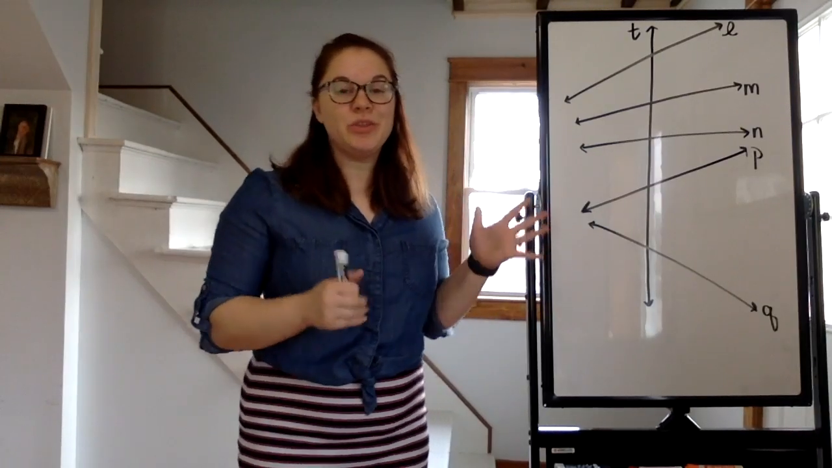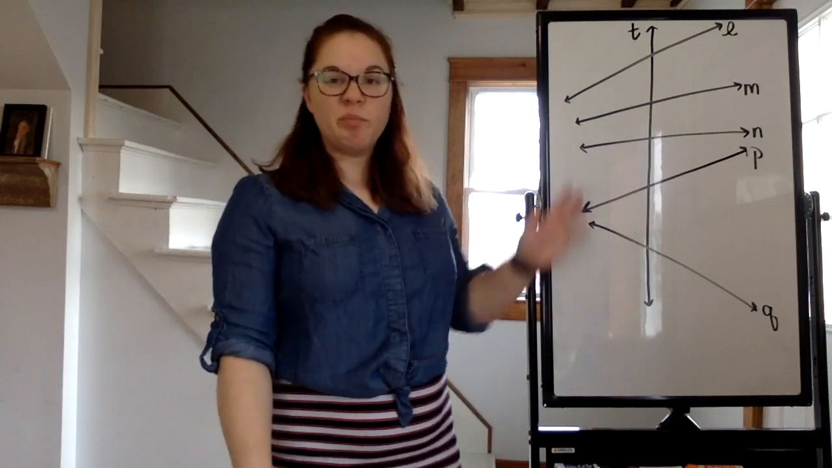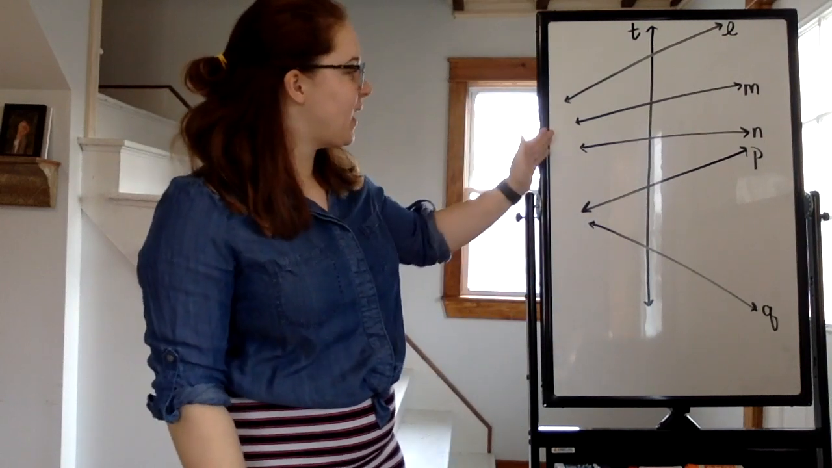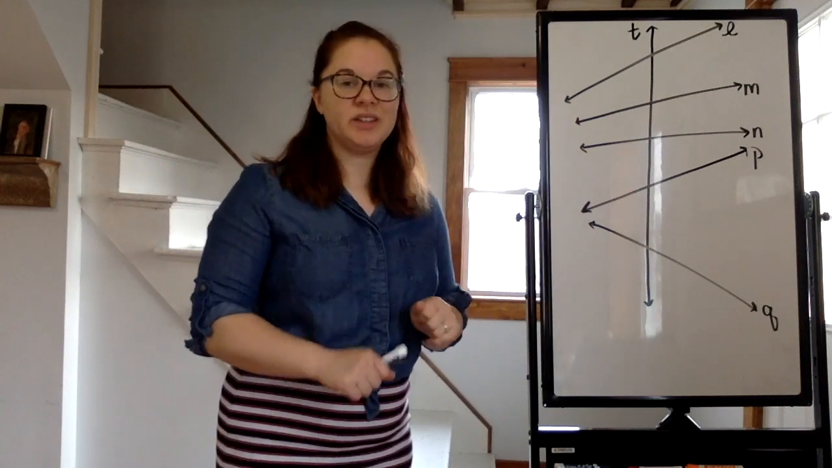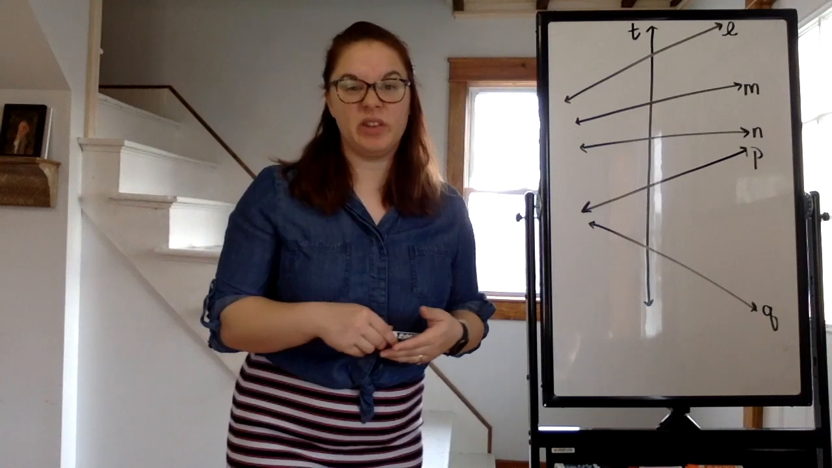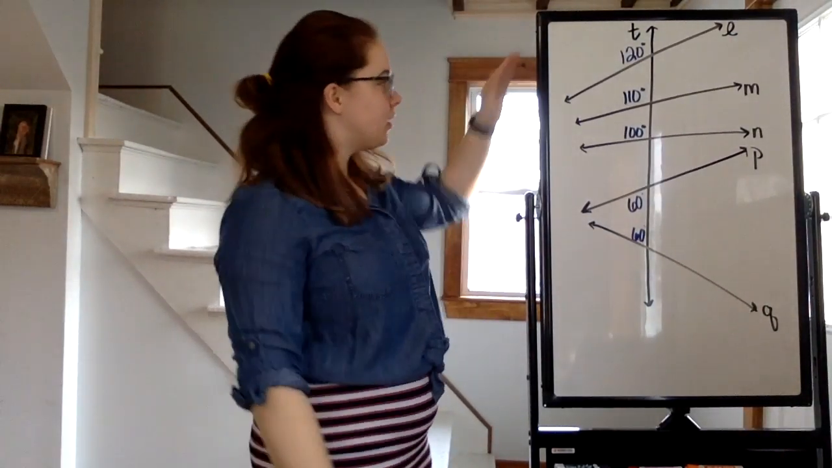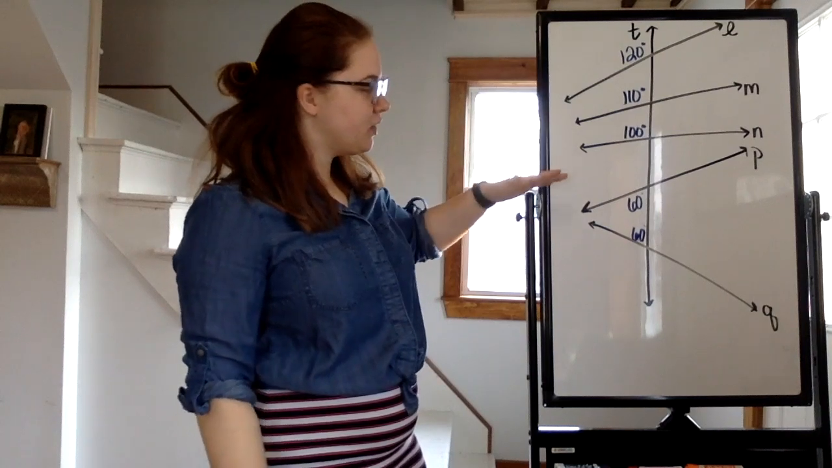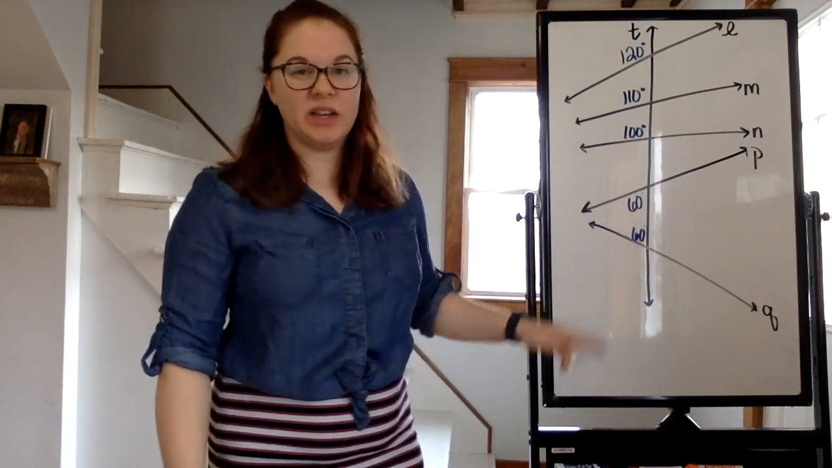So we're starting out with a new example, and we have a bunch of lines, L, M, N, P, and Q, and transversal T. We're going to start by adding the known angles that were given in the problem. Here we're given one angle for each place where this transversal meets a line.